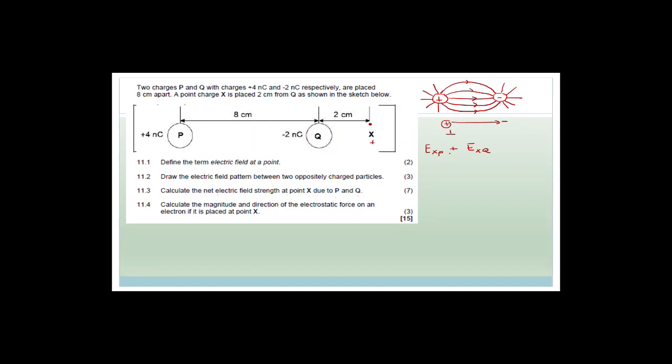So now the formula for the electric field strength E is equal to kQ over r squared. Obviously your r has to be in meters and the Q is the charge, which has to be in coulombs, and k is your constant, which is 9 times 10 to the 9, which we find on the formula sheet. Right, so now what we are going to do is E net.